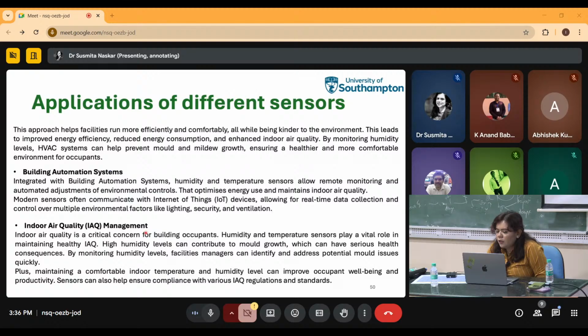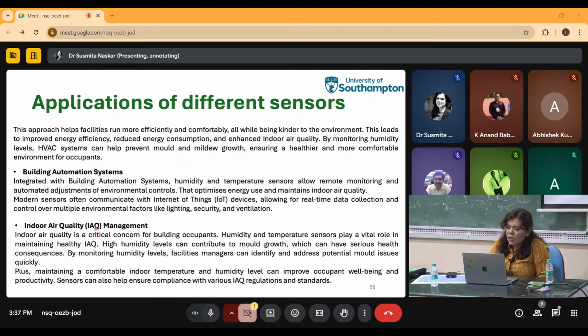And then another important application of these sensors is indoor air quality management. This is somewhat similar: by monitoring the humidity level, managers can identify and address potential issues early. So basically, those are the main applications: the HVAC system, building automation system, indoor quality management and monitoring conditions. These are the main types of applications we generally think about for humidity or temperature sensors. These applications show how sensors go beyond just collecting data, as we saw before, and actively support healthier, more sustainable and more efficient building management.